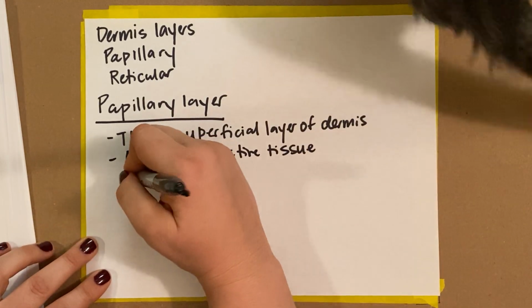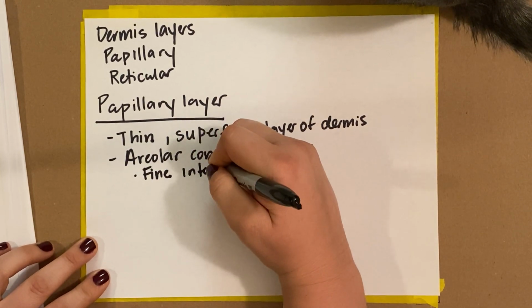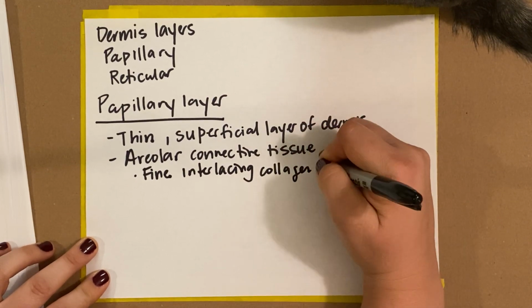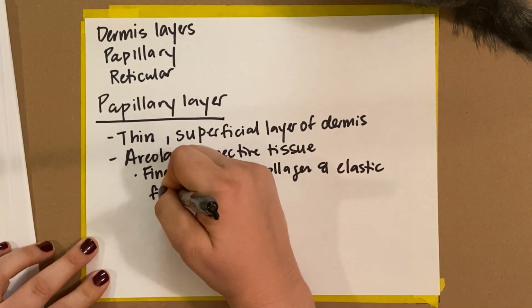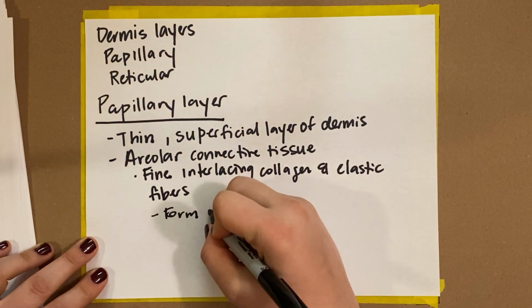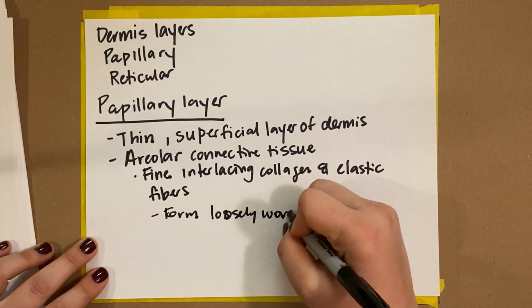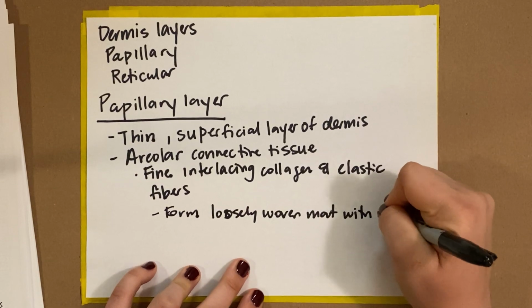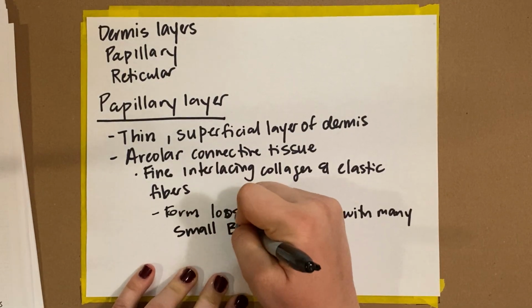And it's going to have fine interlacing collagen and elastic fibers. Okay, so it's going to form kind of a loosely woven mat with many small blood vessels.